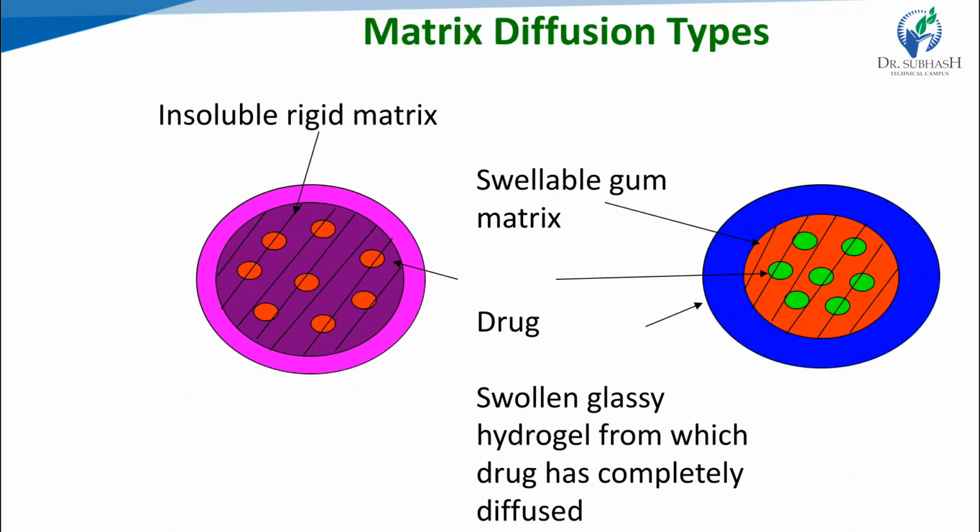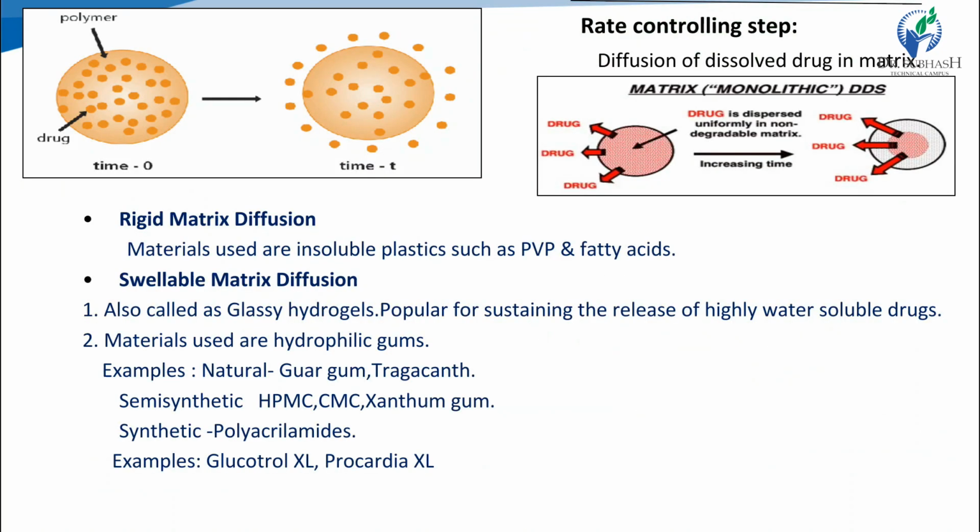In the matrix diffusion system, we use a swellable gum matrix mixed with the drug, which swells into a glassy hydrogel, from which the drug diffuses completely. So here two approaches are there: rigid matrix or swellable matrix. Here the rate controlling step is diffusion of the dissolved drug in the matrix. For rigid matrix diffusion, the materials we use are insoluble plastics such as PVP, and fatty acids, which are rigid materials.